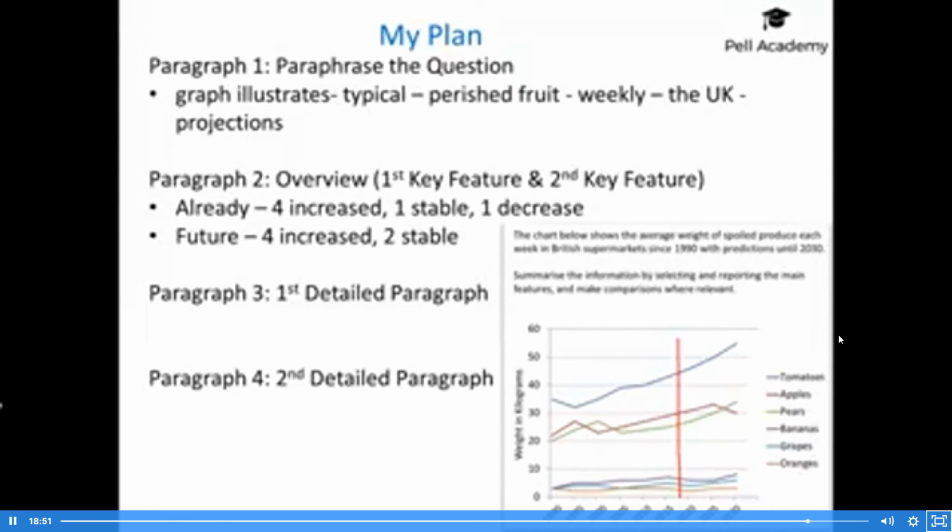In the third detailed paragraph, you might think this isn't very helpful, but I'm just going to say what already happened, so between 1990 and 2018. So I'm just going to follow through on what I said was my first key feature and describe that in more detail with all the figures and the data. And the fourth paragraph would be about the future, which again is my second key feature.